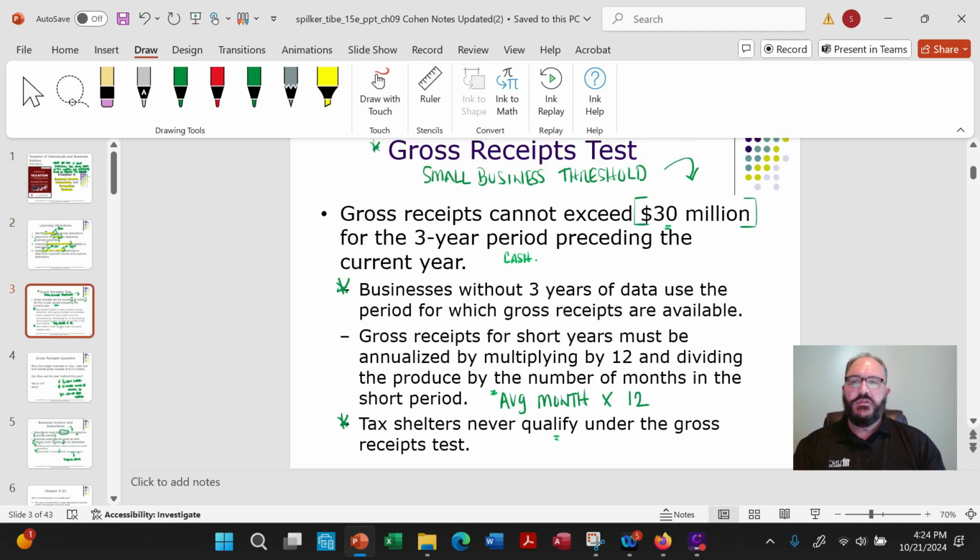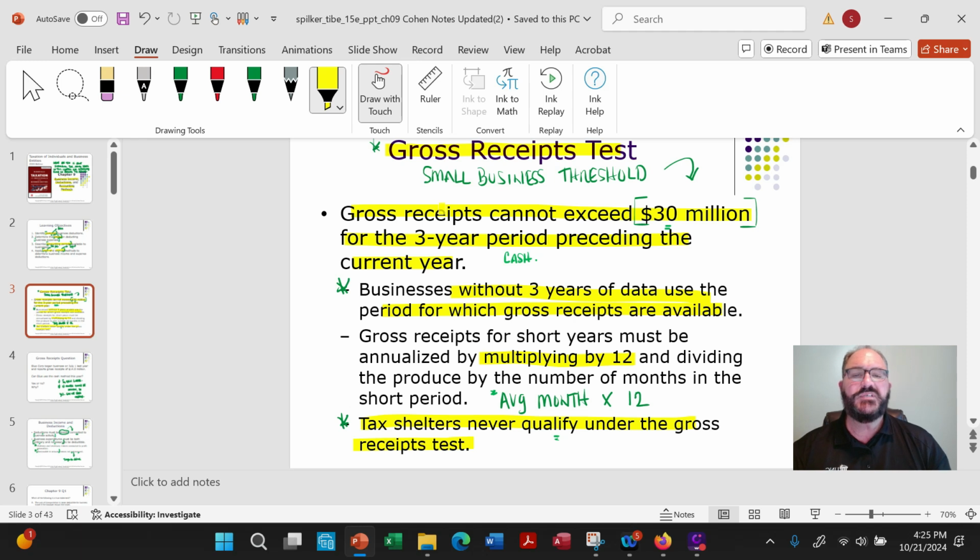The first thing you should know is something called the gross receipts test. Basically, the gross receipts cannot exceed $30 million for the 3-year period preceding the current year. Businesses without 3 years of data can use the period for which the gross receipts are available. For short years, they annualize it by multiplying by 12 and dividing by the number of months. And by the way, notice tax shelters never qualify. So they cannot exceed $30 million per year for the preceding 3-year period, and that basically defines them as a small business.